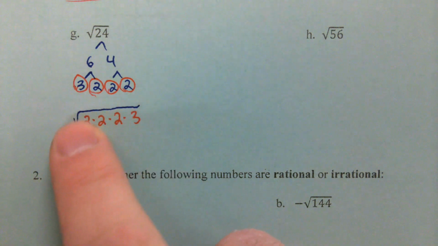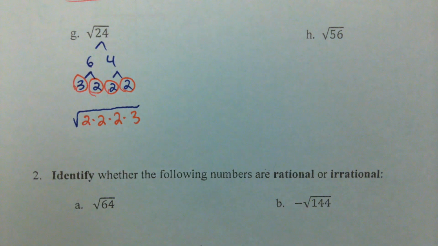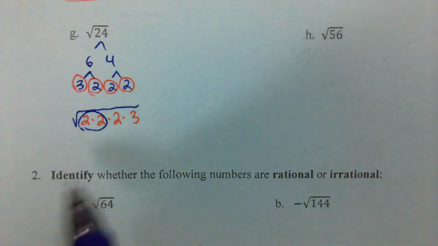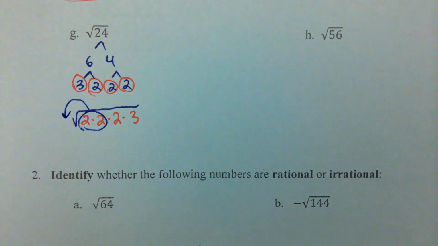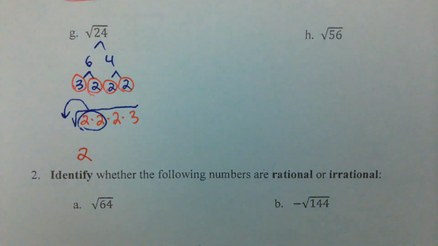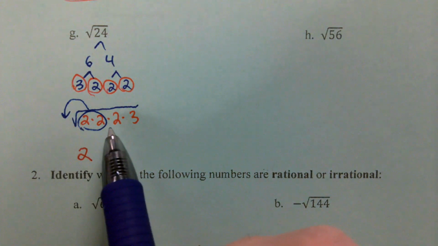Now, are there any pairs in this square root? That's what we're looking for. Pairs. Pair of 2s. What do I do with that pair of 2s? Bring it out. They fuse together and become a single 2. And that's all we can bring out of the square root.